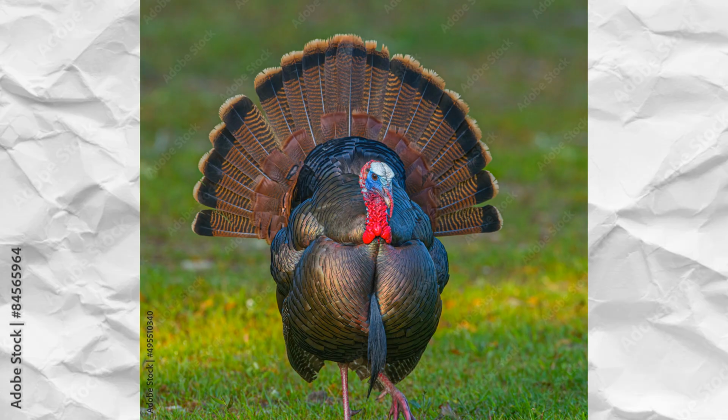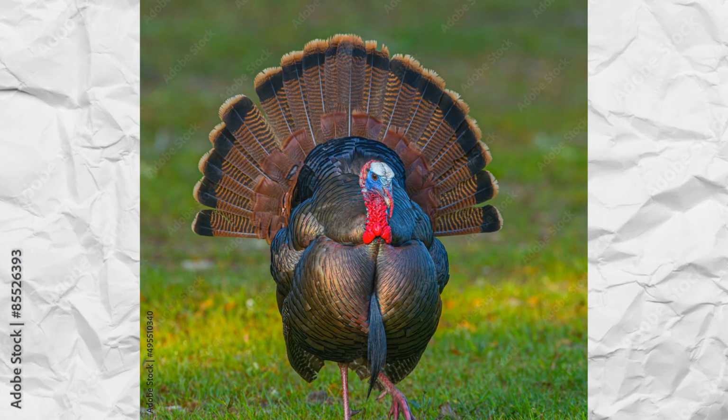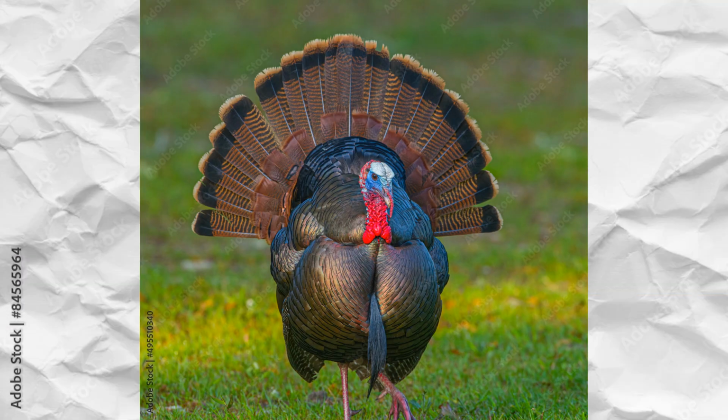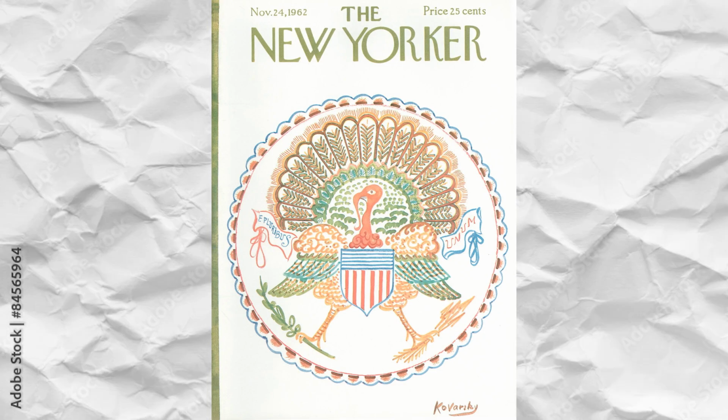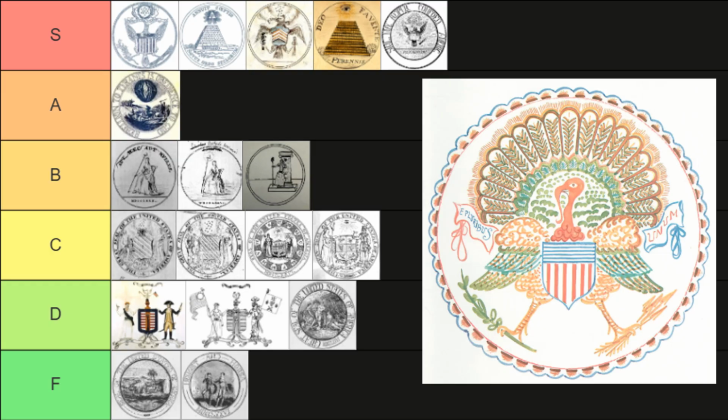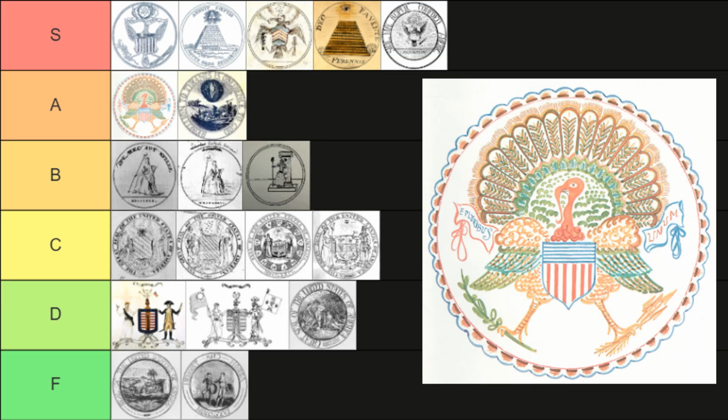Some have come up with hypothetical designs of what a turkey would look like on my nation's Great Seal. The best I have found is this one, made by Anatol Kovarsky in 1962, which I will put in A tier. I think a turkey design does have the capacity for S tier, but this feels safer.